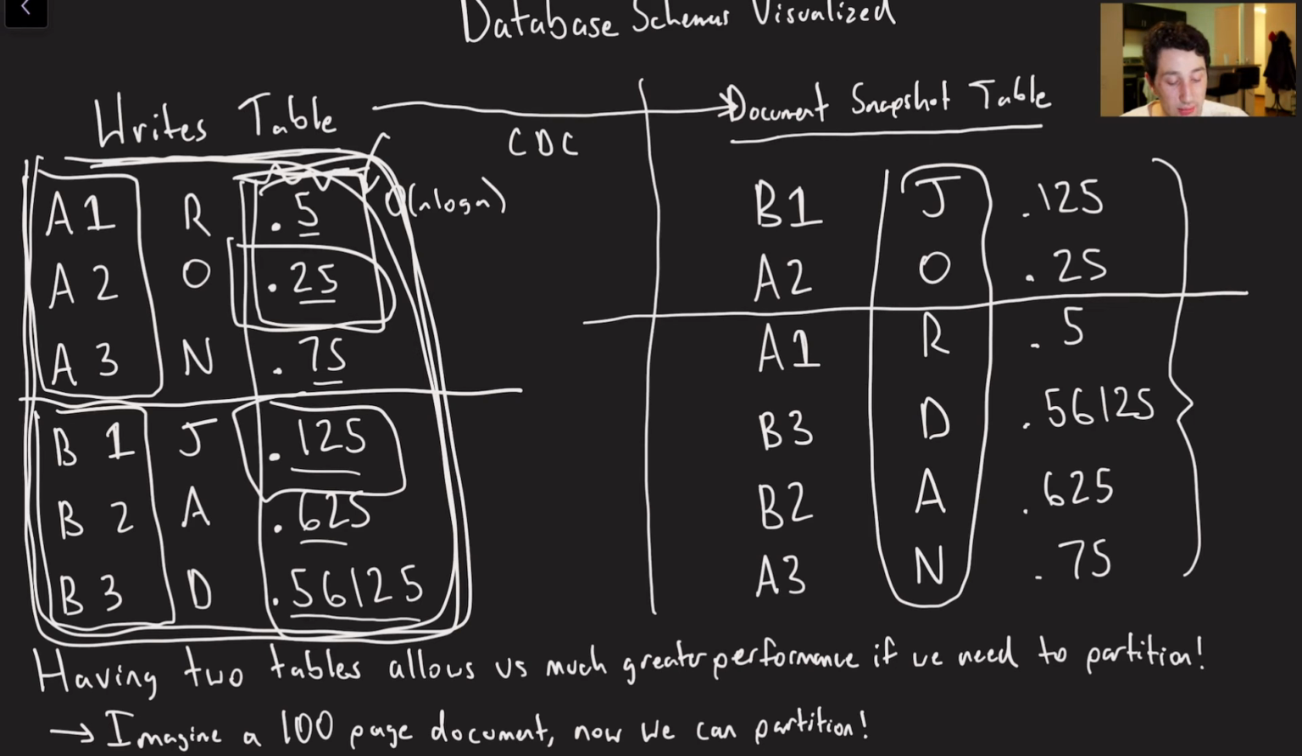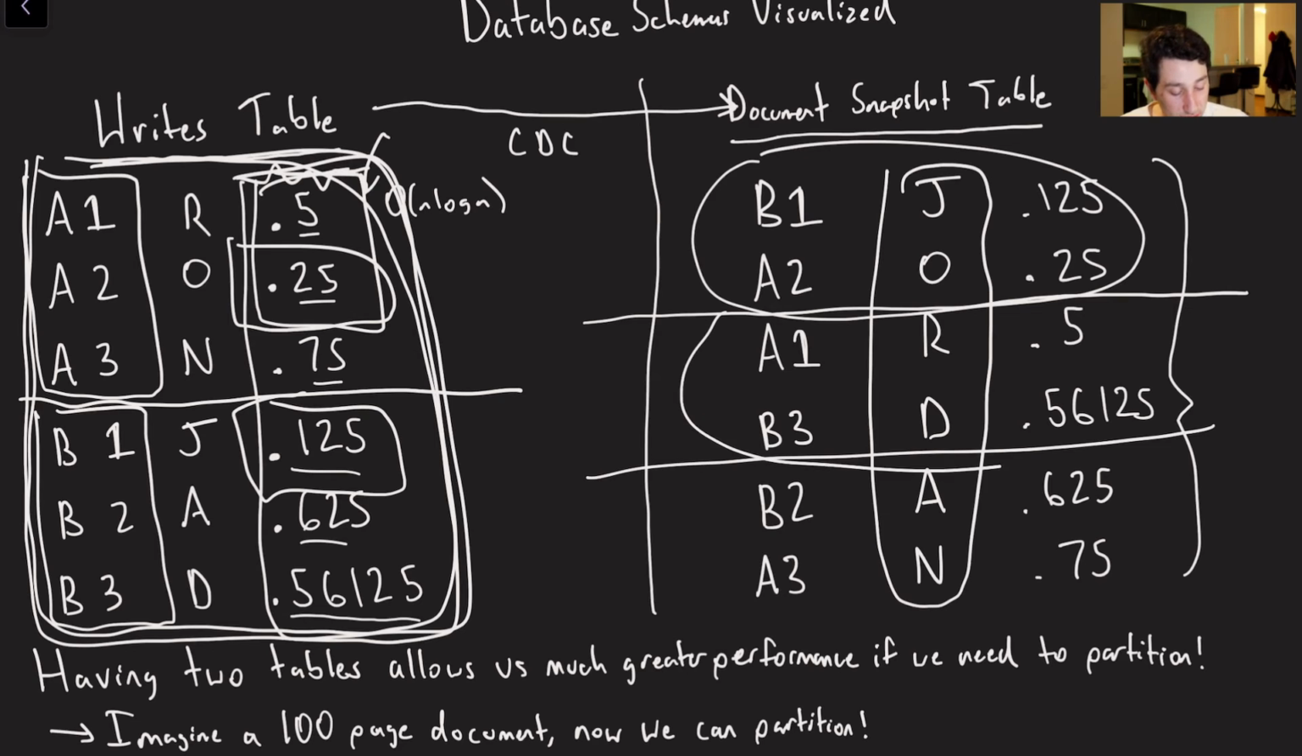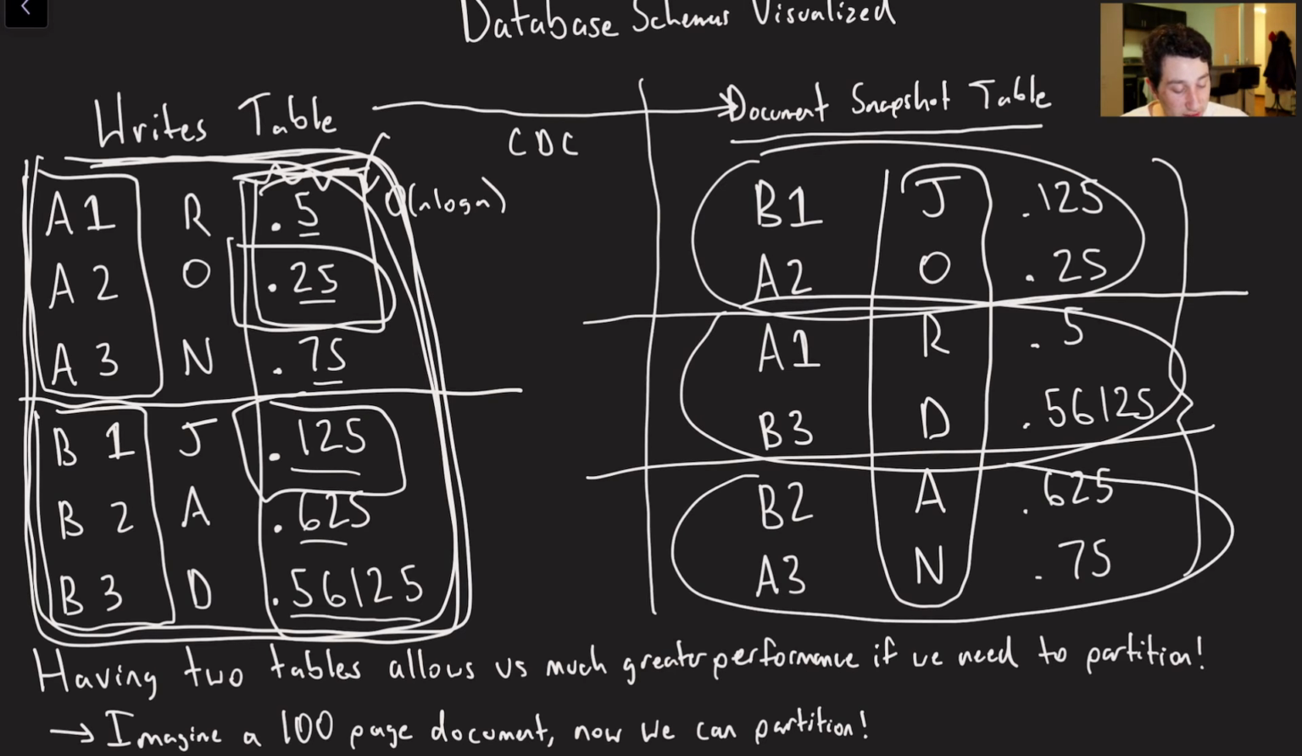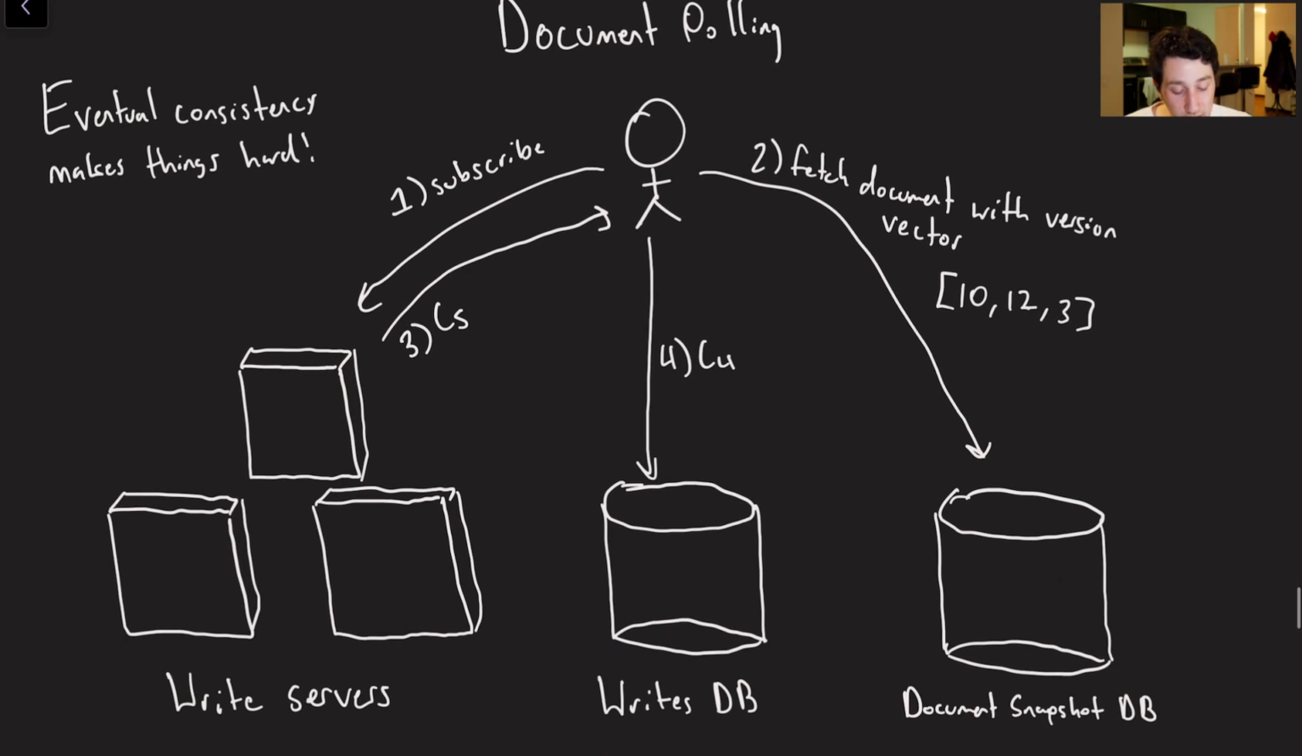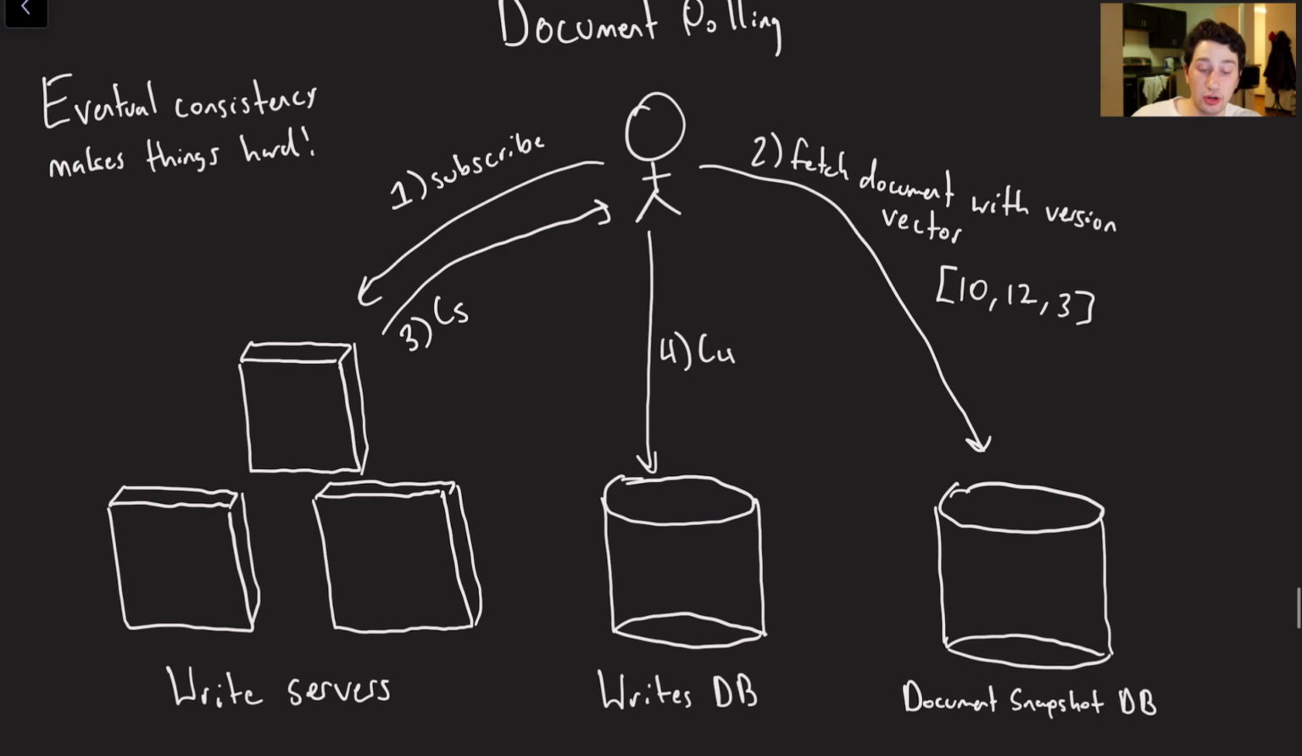Well, what I could do is partition my document by the range of the characters, right? The first third of them go on one partition, the second third on another partition, and the last third on another partition. Now I only want the first third of my document, so I just read this partition. That's super easy to do, as opposed to the other solution where I have to load everything and then sort it. So hopefully that makes a little bit of sense for the logic behind why we want a document snapshot table.